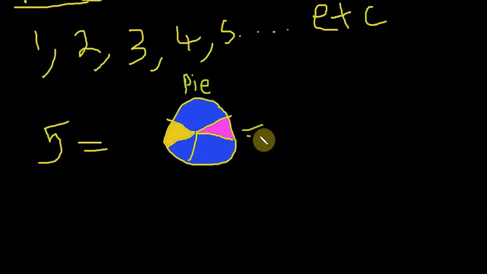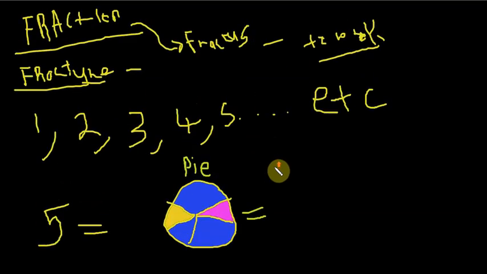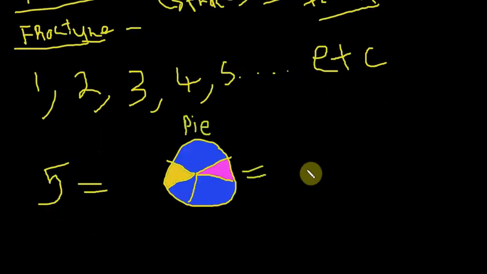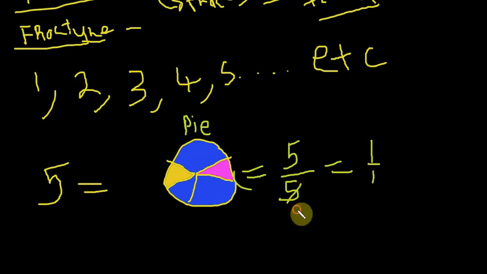When we fracture the pie, we break it into pieces, let's say 5 pieces. We can have 5 over 5. 5 over 5 means the same thing as 1 over 1, because 5 goes into 5 one time. So 1 over 1 gives us 1. That's a whole complete thing, also a whole complete number.